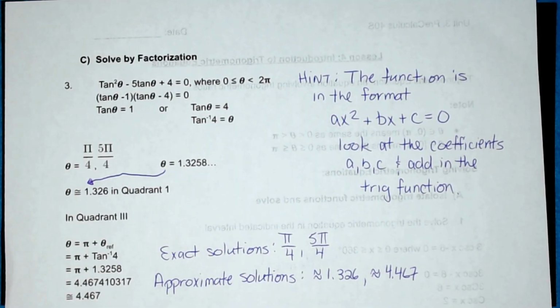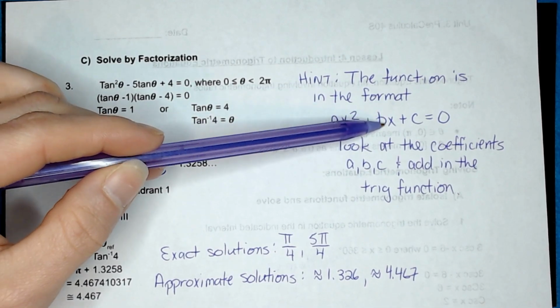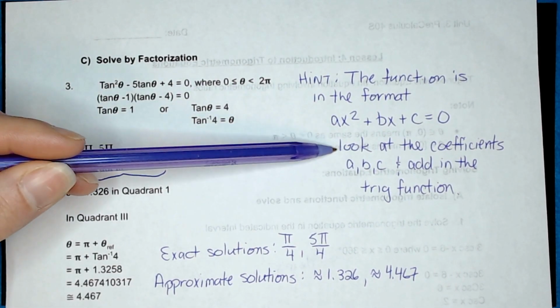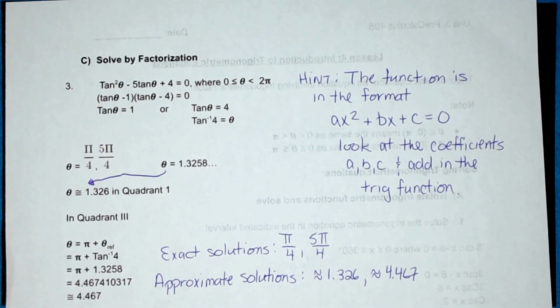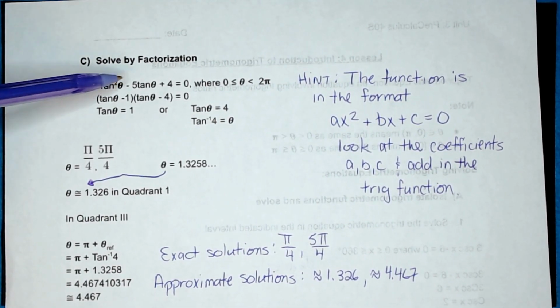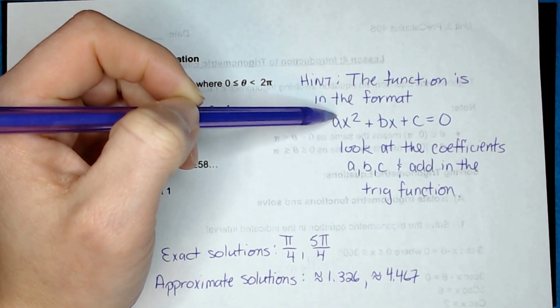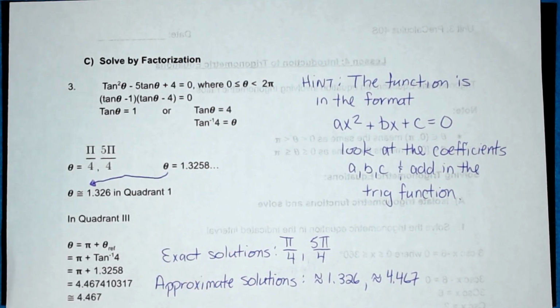We can also solve for trigonometric ratios by factoring. So I just want to simplify it for you again. Just remember that the function is in the format of ax squared plus bx plus c equals 0. So look at the coefficients a, b, and c, and then add in the trig function as your x value. Okay, so here where we have tan squared theta, minus 5 tan theta plus 4, it's in this format. So don't overcomplicate it. It's still really, really simple.